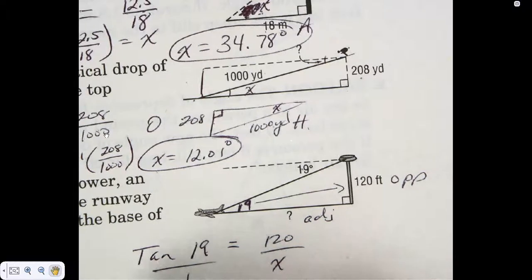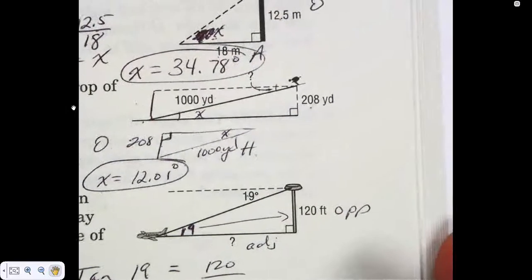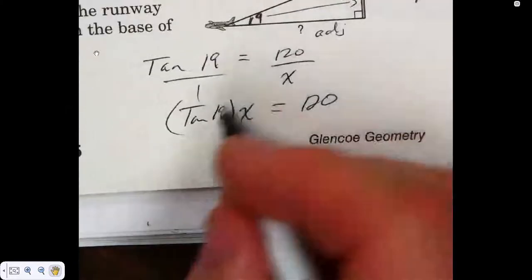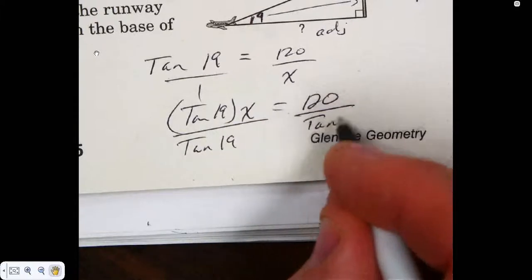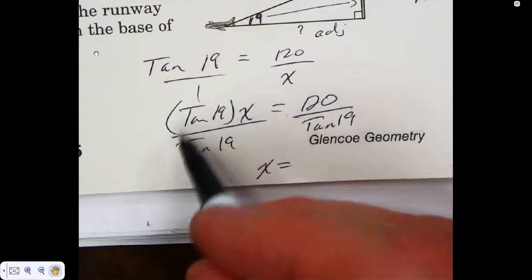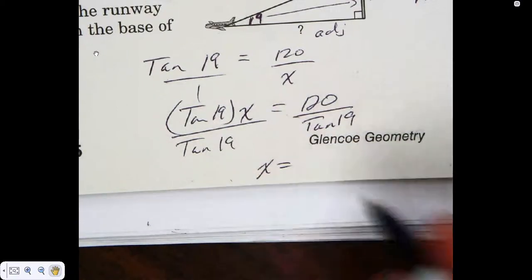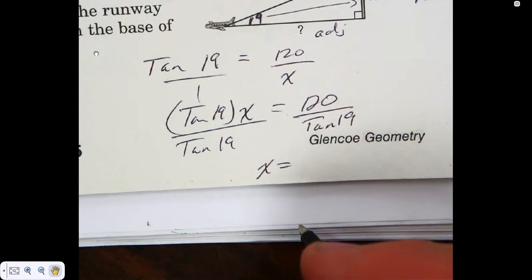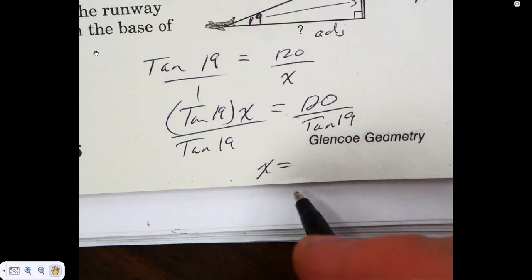Cross multiply. Tangent of 19 times what? x is equal to 120. What are you going to do now? You can divide both sides by tangent of 19. That's exactly what you're going to do. This tangent of 19 is a number. It's just easier to not write that huge decimal out right here, wait until the end to write it out. So then you put that into your calculator. You would press 120 divided by, then you put in 19, then press tangent, and then press equals.